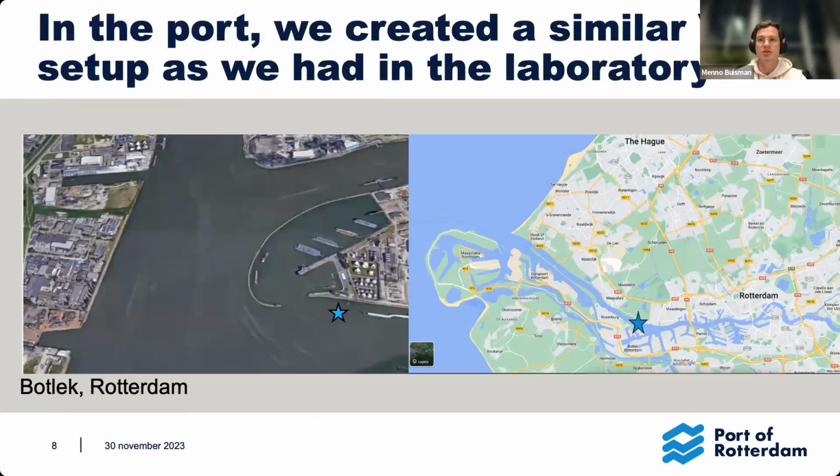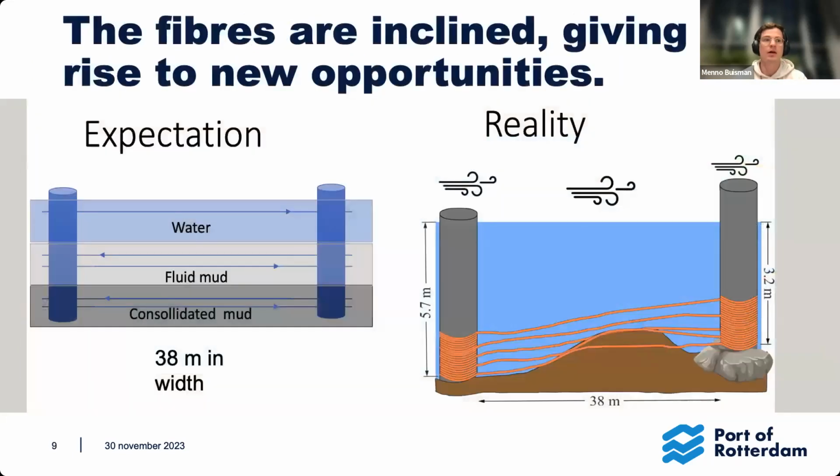Then the next thing we wanted to do was to create a similar setup in the port of Rotterdam. Here we also created a VSP like we did in the lab, and then we started to record vessel noise. Now, we did multiple experiments. We had built two setups, one with horizontal fibers between two poles, and one only a coiled fiber. Now, we expected everything to be flat and straight. However, it wasn't, that the dive inspection revealed. But this also gave us new opportunities to image such a mud anomaly.